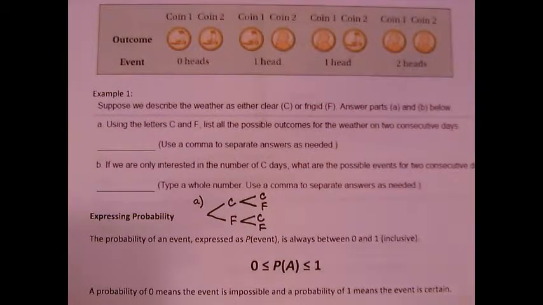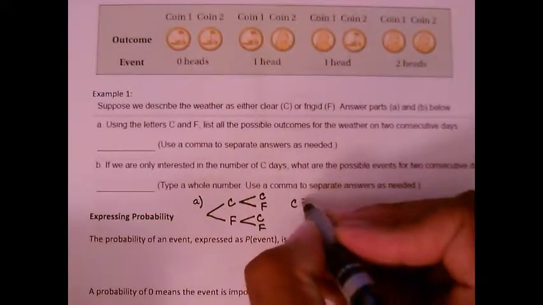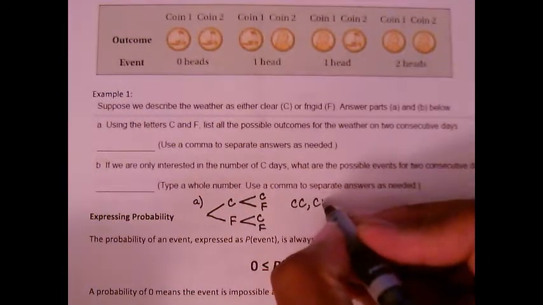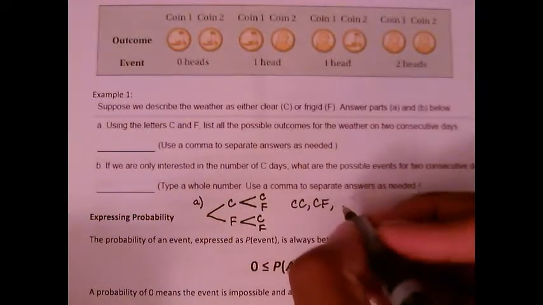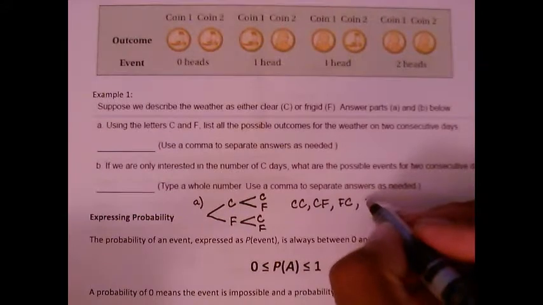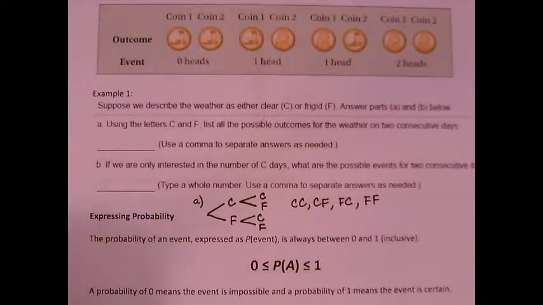And if you look at your possible outcomes here, we have C to C, and then next will be C to F, and then another one from F to C, and then the final F to F. So here, these are all the possible outcomes for the weather on 2 consecutive days. Okay, so that's part A.